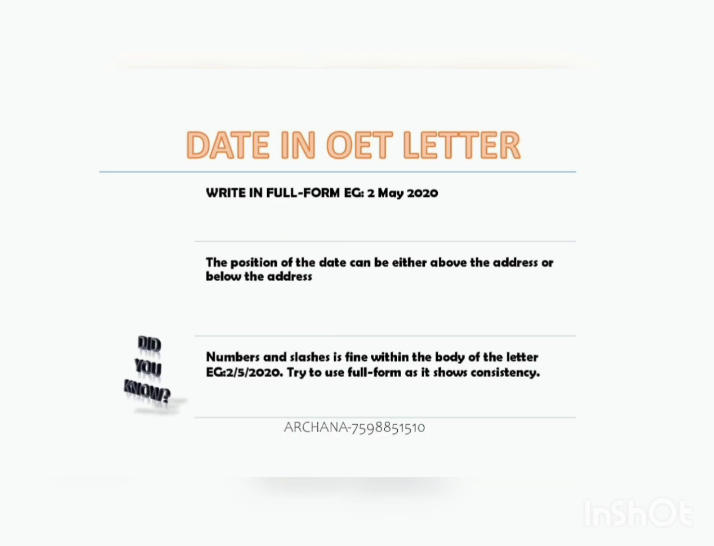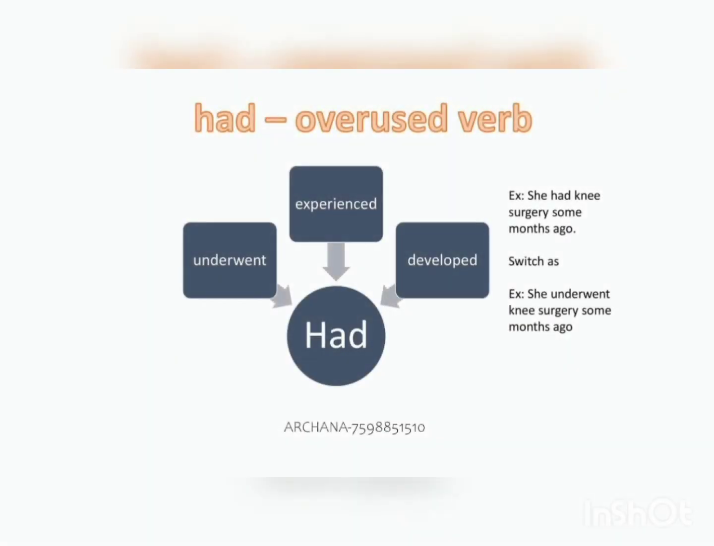Next, it's about the date in the OET letter. The position of the date can be either above or below the address, as you prefer. But the date of the letter should be written in full form. Slashes are not for formal letters. Maybe inside the paragraph you can.